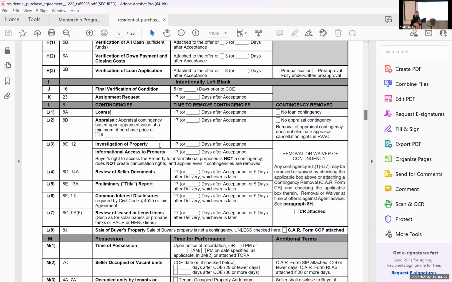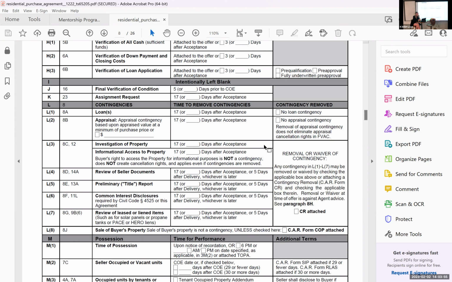So if you want to learn about all the little fingers, or the branches on the tree, of the investigation contingency, look at a contingency removal form. It will say investigation contingency, and then you'll have all these boxes. You can either list the whole thing or just portions of it, okay? And this is very important. So take a look at the contingency removal form, take a look at the investigation contingency and all of the fingers of that hand of contingency.